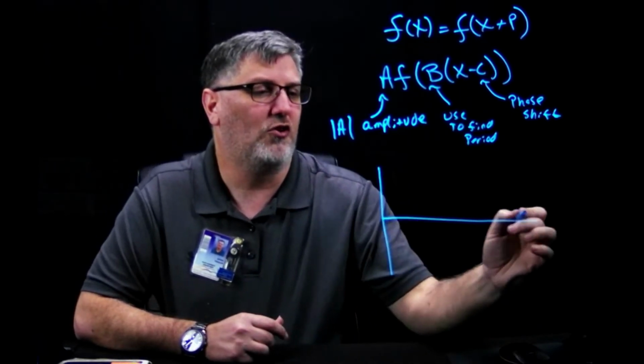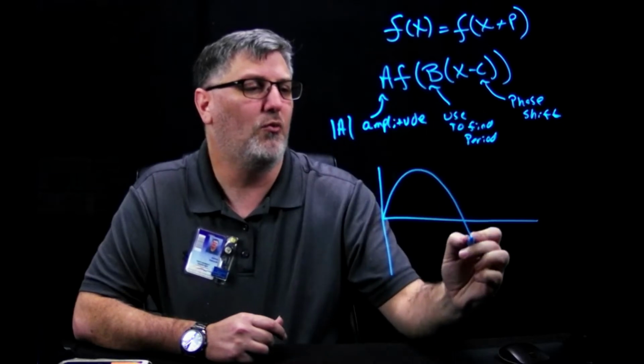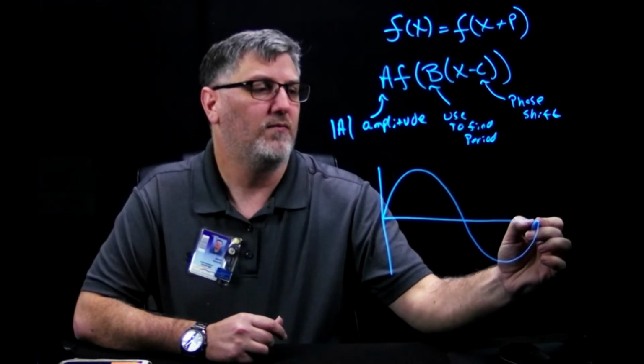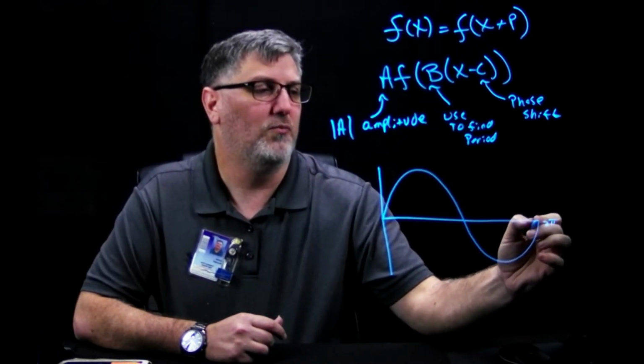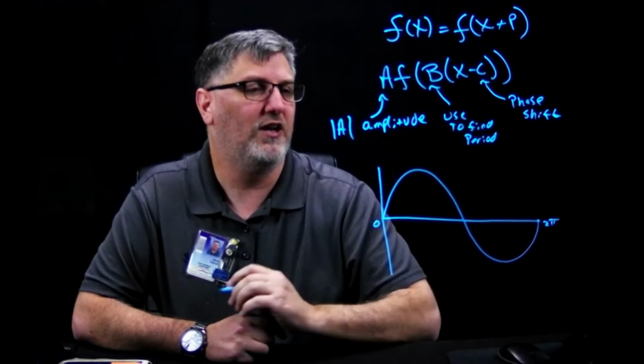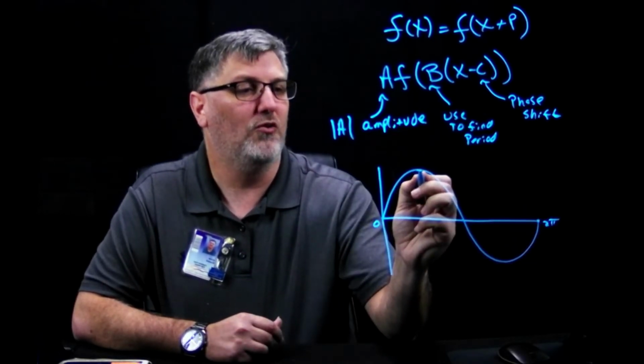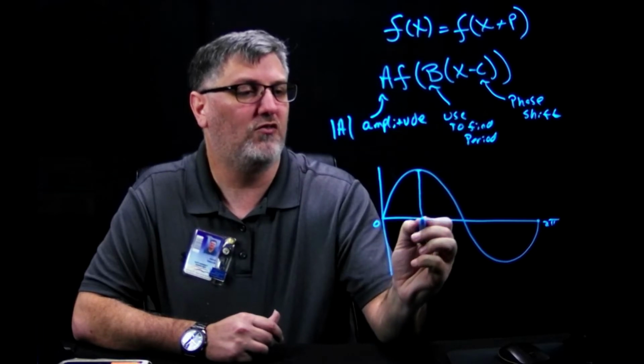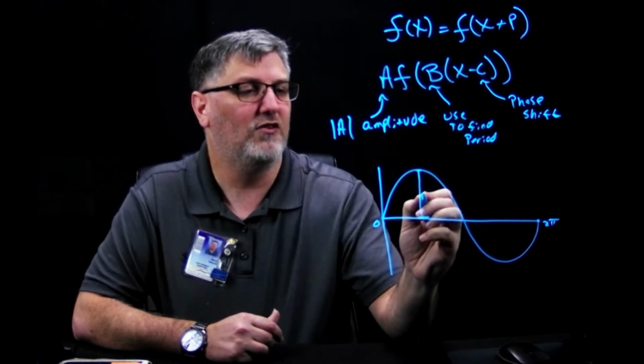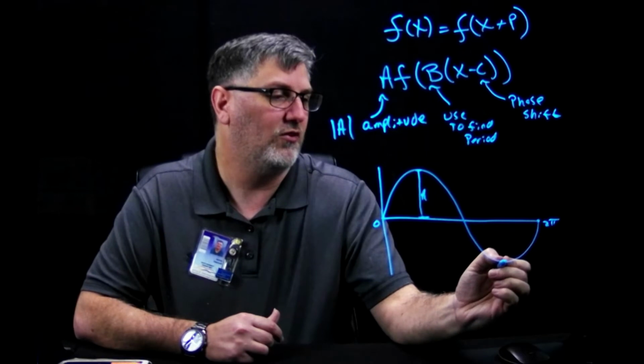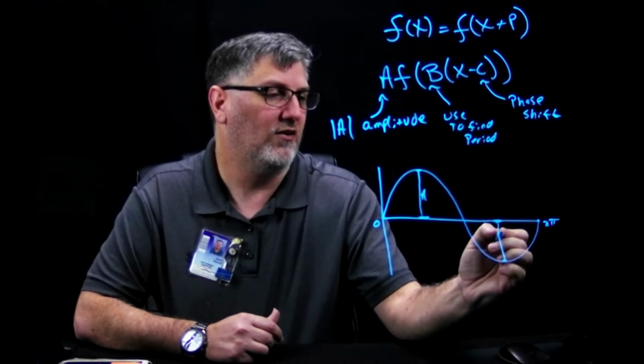So let's use our good old friend sine. Here's the wave of sine, and this is going to stop at 2 pi. We started at 0 and ended at 2 pi. My amplitude is from the highest point to the x-axis. So the amplitude is here and here. This is my amplitude.